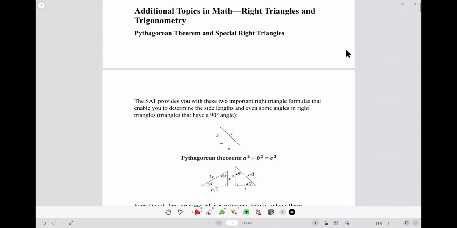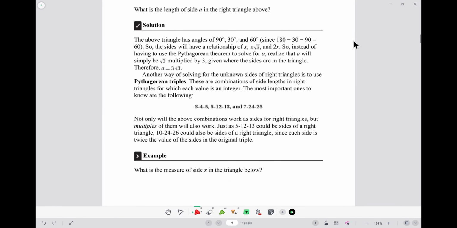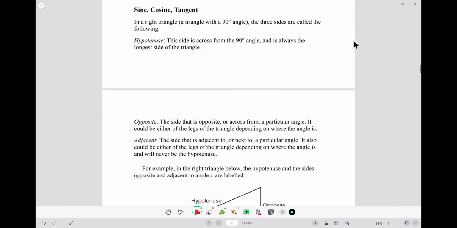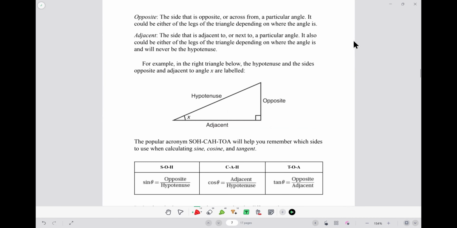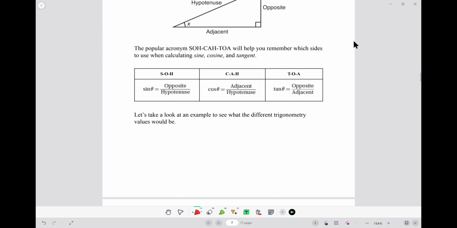The Pythagorean theorem and special right angles. Basically, it talks about trigonometry and some other basic things, which are not that difficult. We're going to start with right triangles, then talk about Pythagoras' theorem, and after that some basic trigonometric problems with the hypotenuse, adjacent and opposite sides, just like how the sine, cosine, and tan functions look.